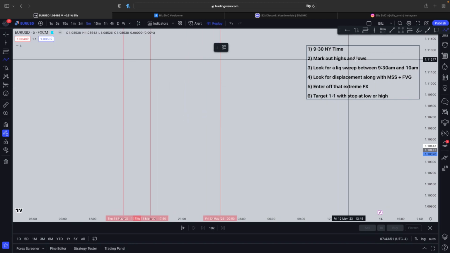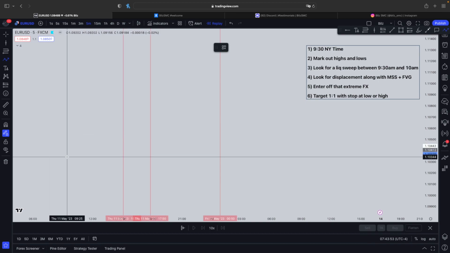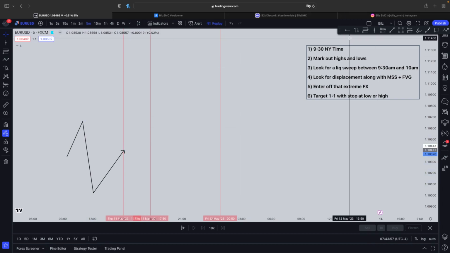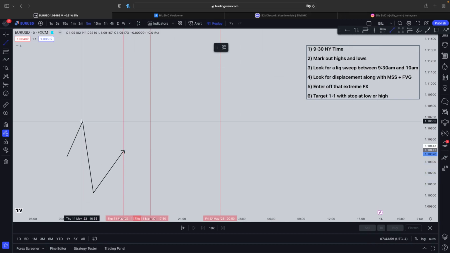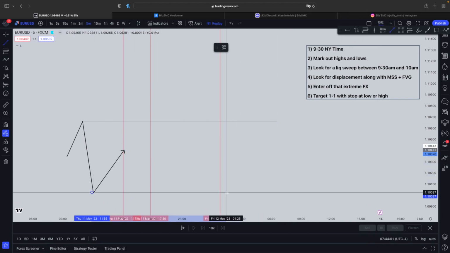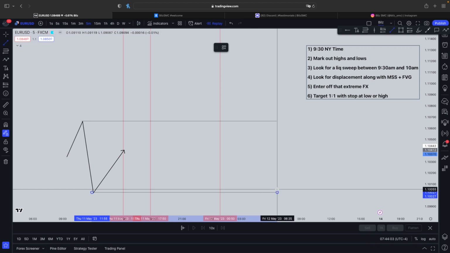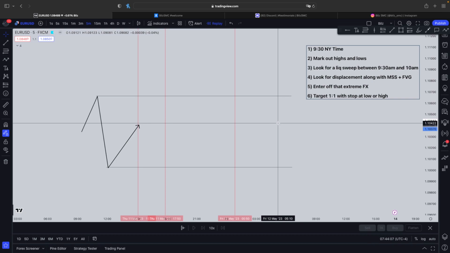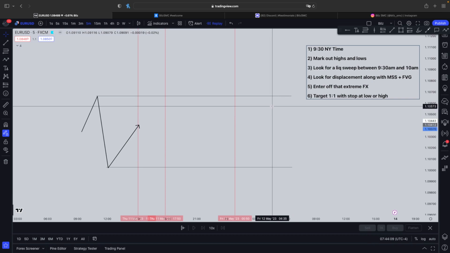So first of all, we mark out the highs and lows before 9:30, okay? So market might do this, and then this, and then what we do is mark out the recent highs and lows. So high right here, low right here. But this is something loads of people do struggle on. Highs and lows. I'm going to tell you what I mean by highs and lows properly later on in this video, because many people are lying to you, telling you this is a high, this is a low. You need to enter off these highs and lows.